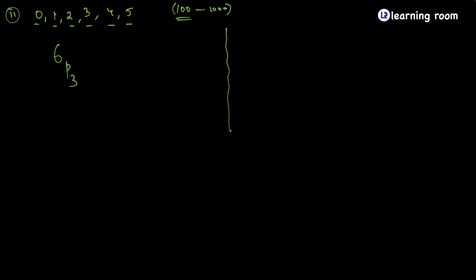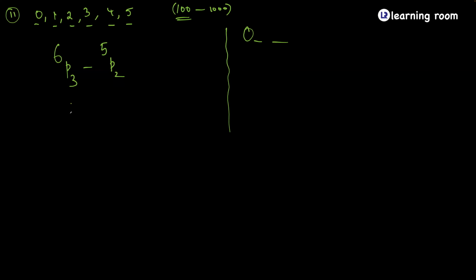There will be certain numbers where you will put 0 in the hundreds place. If you start with 0, then you will have only a 2-digit number. So you need to remove those 2-digit numbers from this. How will you remove them? Minus 5P2. Why is it 5P2? Because when you put 0 in the first position, in the remaining 2 places, you have 2 blank spaces, and 5 numbers are left out. So you have to remove those numbers.